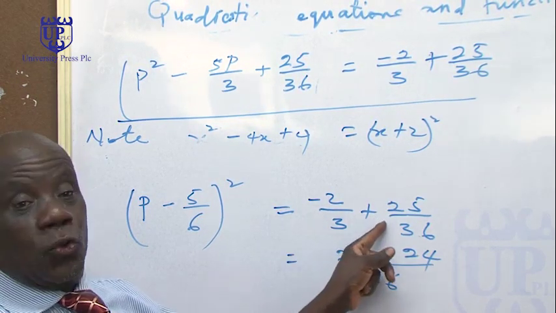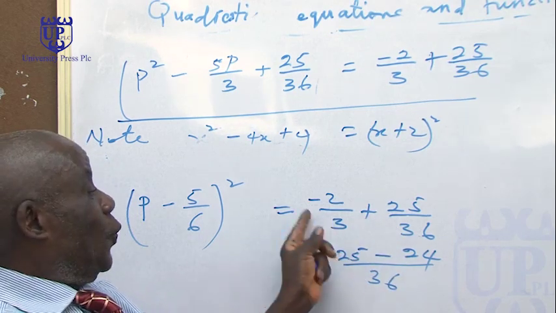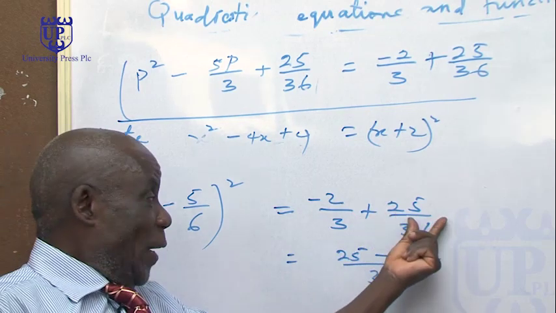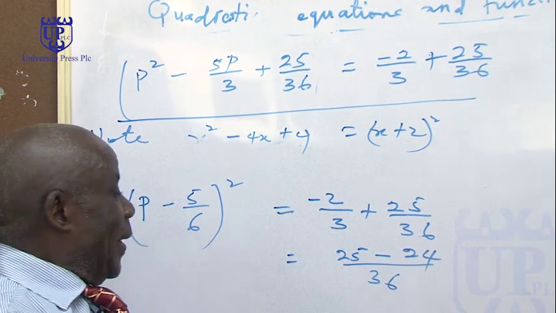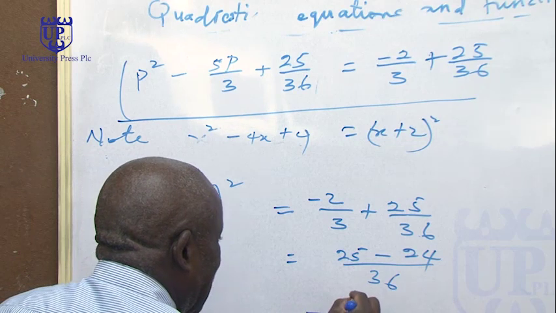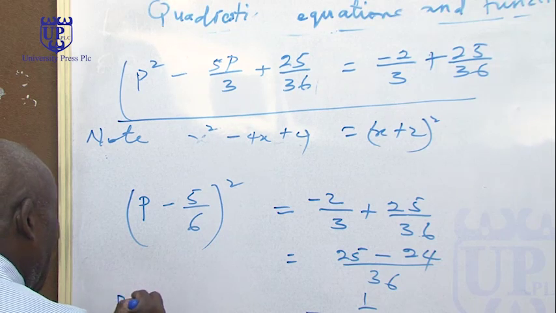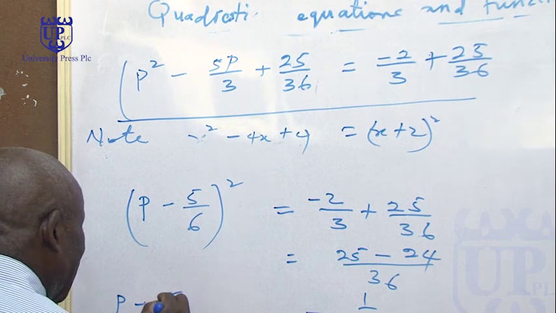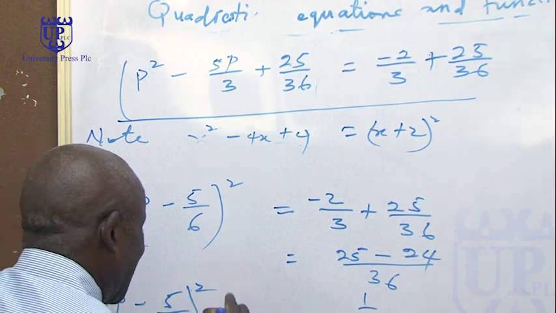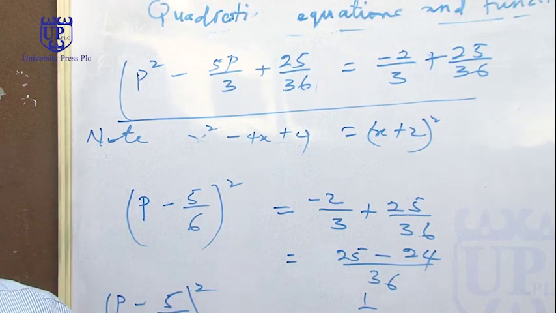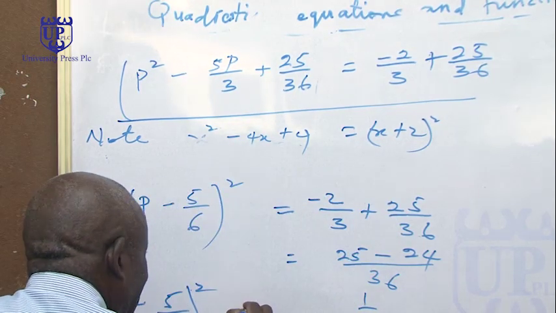Because I don't want you to manhandle the mathematics. Yeah, I know some of you will say plus, minus and plus. Write this one before this, and you get this. Remember our GSS2 topic. Now, this is the same thing as 1 over 36, P minus 5 over 6, all squared. This equals 1 over 36.